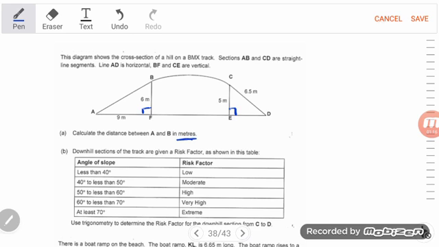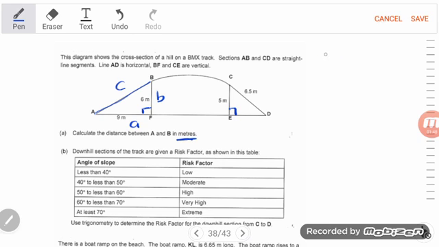Right, we need meters. It is really important that if it asks you for a particular unit, you give it to them. So, what have we got? We want AB, so we want this line here. Now, when using Pythagoras' theorem, if you want, you can write A, B, and C to label your sides of the triangle.